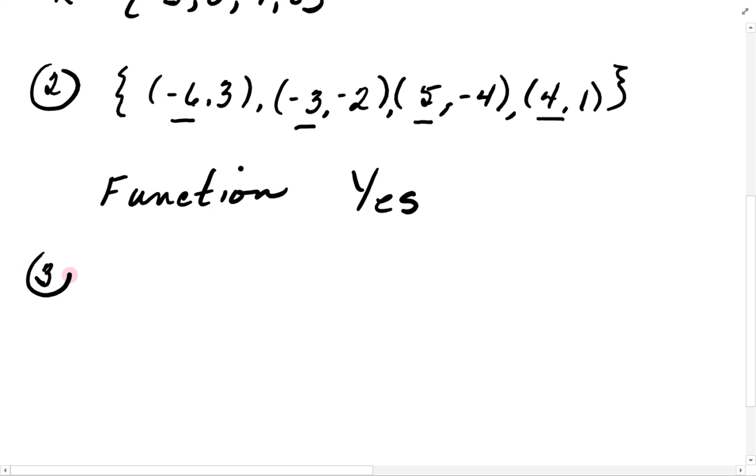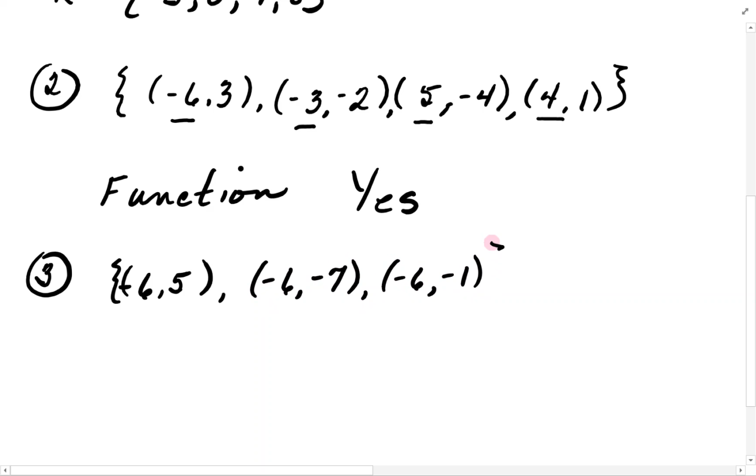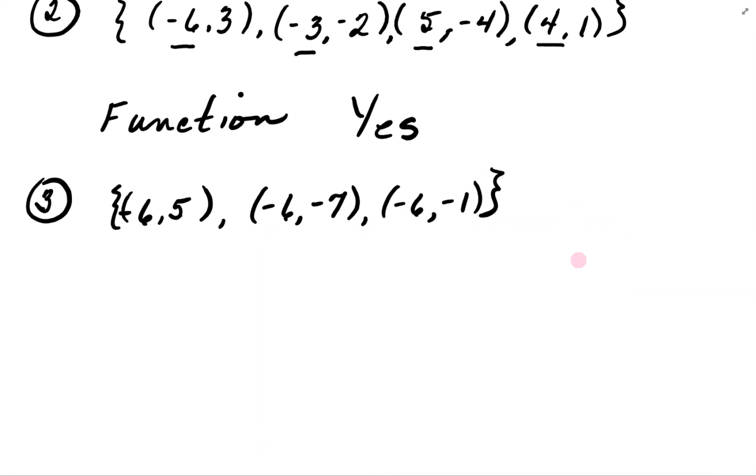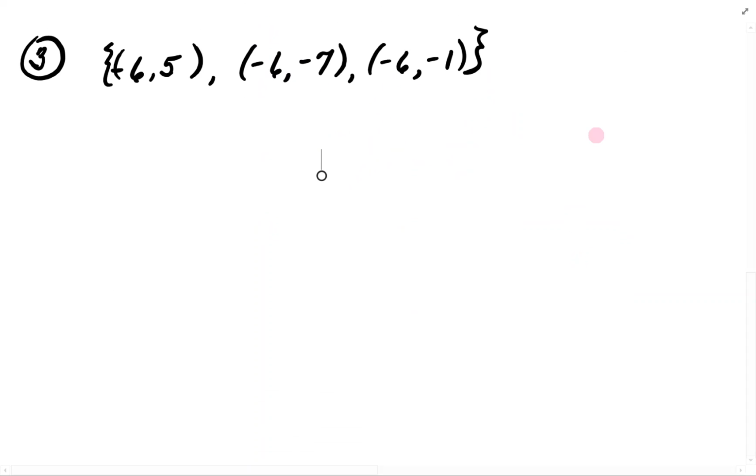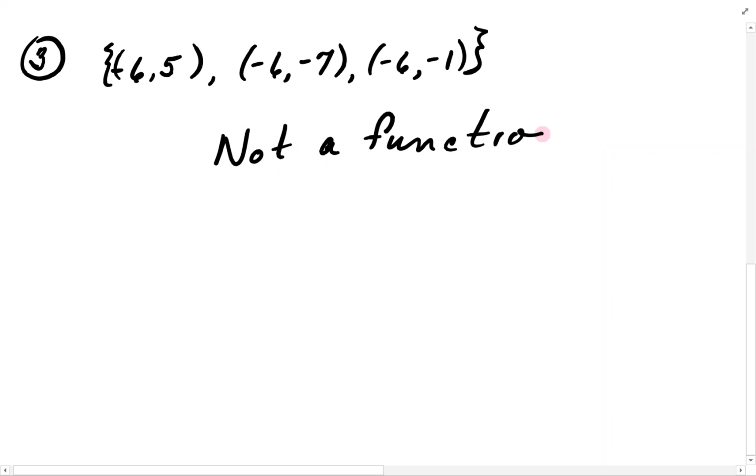Number 3, I have the set (-6, 5), (-6, -7), and (-6, -1). This particular relation is not a function because there is a repetition of the -6 in the x position, and each time it is corresponding to a different y. So it is not uniquely associated to its y.